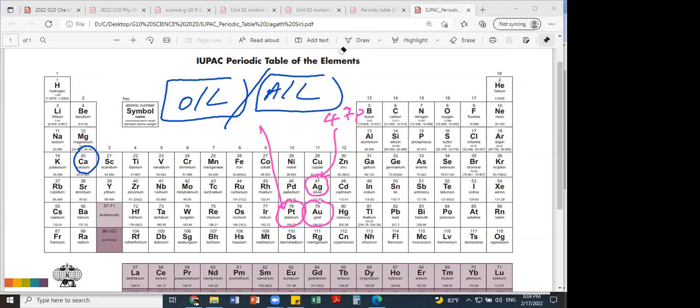So you can see any element. Mercury, atomic number 80. Silver 47, gold 79, and platinum has 78 protons. Who is heavier? Gold is heavier than platinum, and platinum is heavier than silver, because the atomic number increases with the number of protons inside the nucleus.